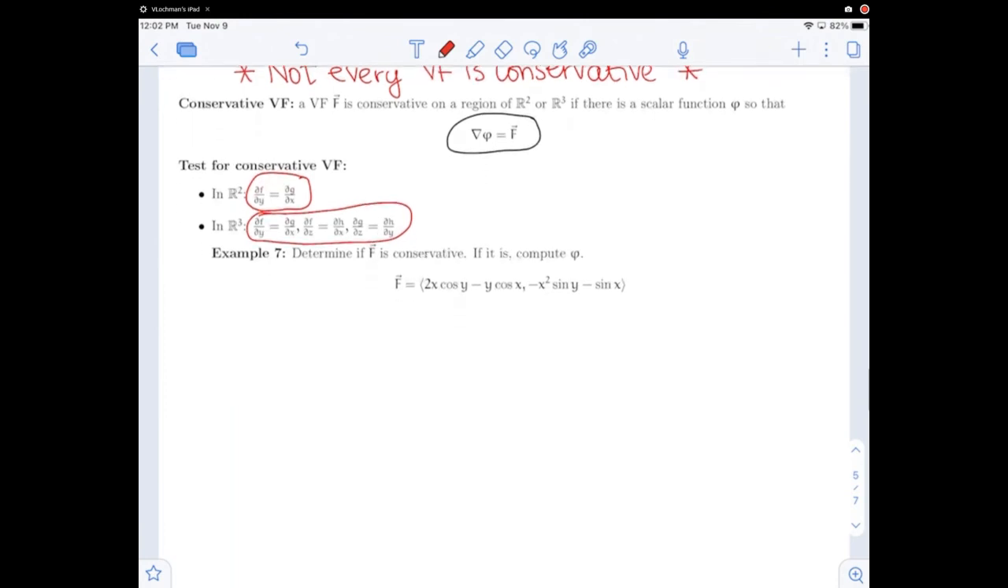Okay, so let's go ahead and take a look at the following example. Determine if this vector field is conservative. If the answer is yes, that means there is a potential function phi that generates our vector field. So if the answer is yes, let's go ahead and compute it. Okay, I'm looking at my function here. My vector field is in R2, right? We have two components. So this is F and this is G. I need to check one condition.